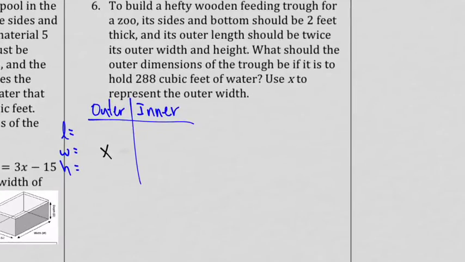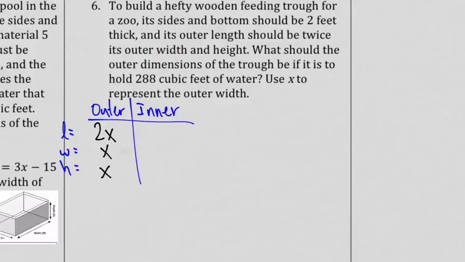Its outer length should be twice its outer width and height. Ooh, there's a clue there. The width and the height are the same, right? By the way they wrote it, it says that the length should be twice what the width and the height are. That means that the width and the height should be the same. So if the width is x, the height is x. The length should be twice as big, so it's 2x. Right? Let's read that again. The outer length should be twice its outer width and height.